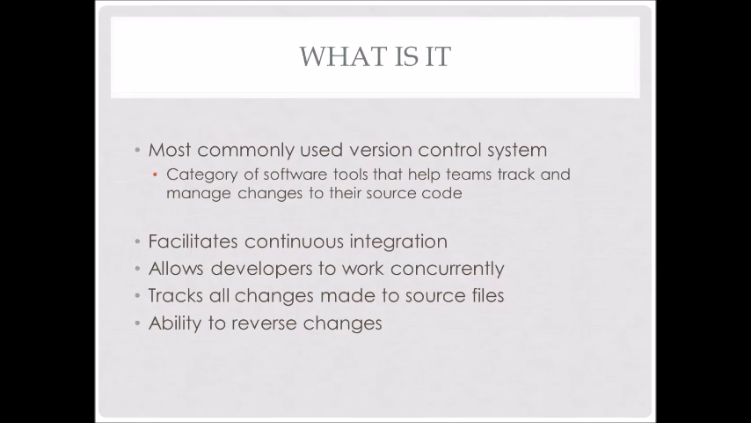So we start off with, what is Git? Well, Git is the most commonly used version control system, and a version control system is just a category of software tools that can help a team track and manage changes to the source code. The reason this is a benefit to companies and teams is that it facilitates continuous integration. It allows developers to work concurrently on a program. They get the ability to make changes to source files as well as the ability to reverse any changes just in case their latest edition ends up breaking the code.